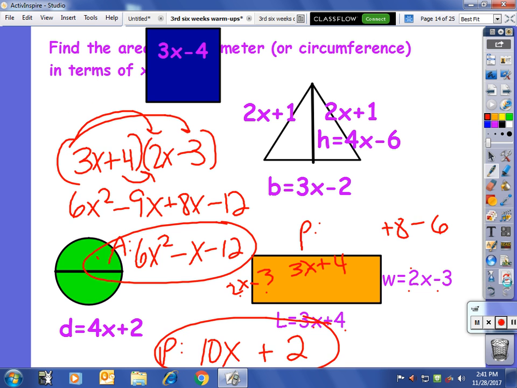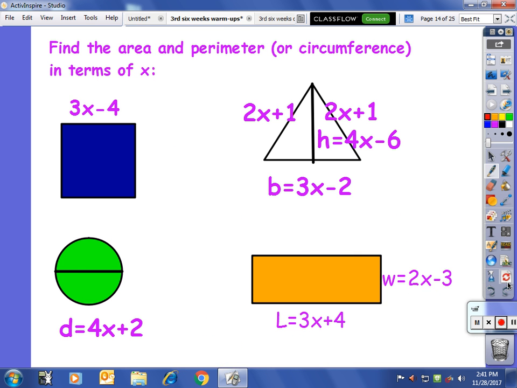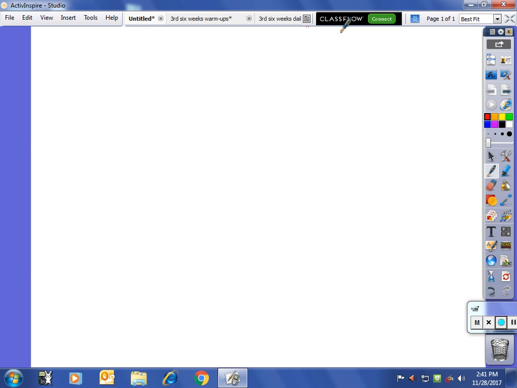Alright, so be ready for your next major exam. You will have area and perimeter in terms of x. Everybody get out your homework. We are going to grade page 190, 10 to 24.